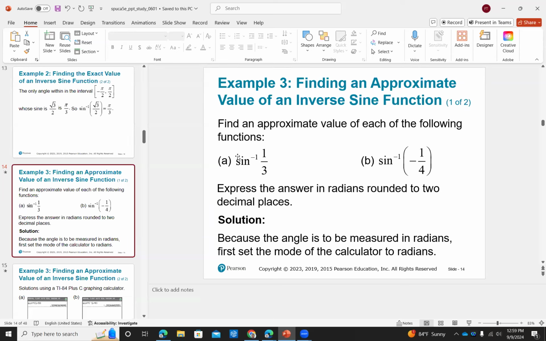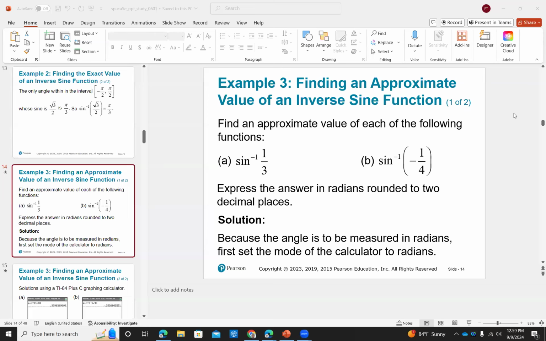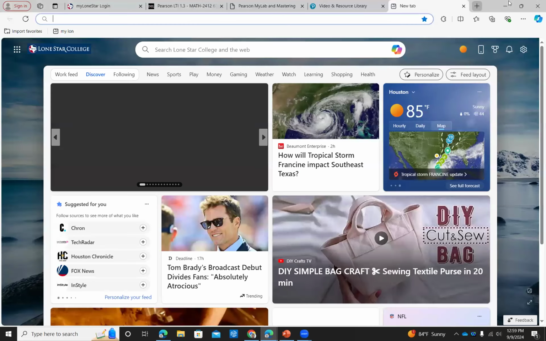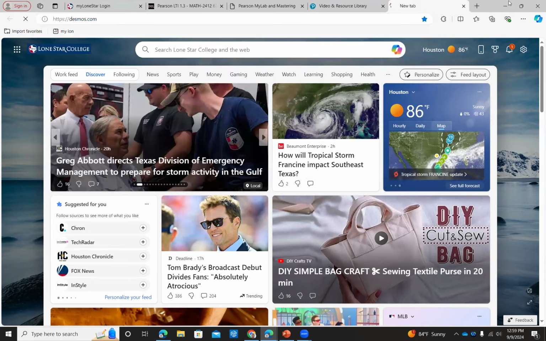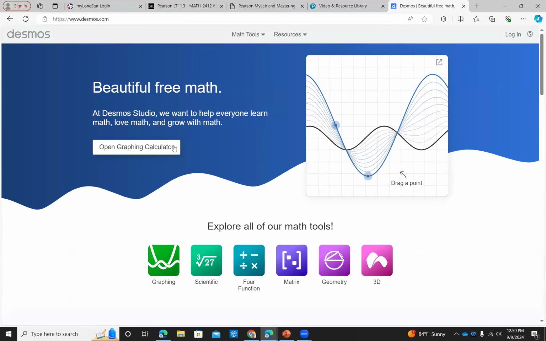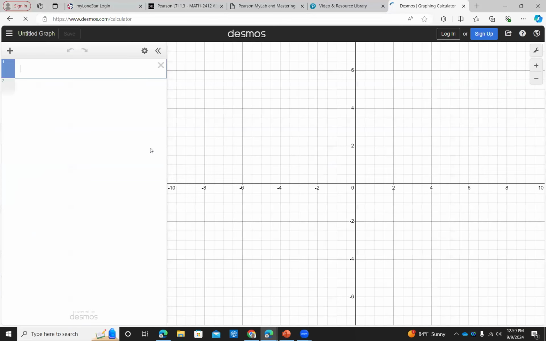So let's go ahead and do this one on decimals together. I'm going to share this slide, and actually just share my screen. Then I will find the inverse sine of 1/3 using decimals. So I'm going to go here, and I will go to decimals.com, and then it'll open up the graphing calculator.